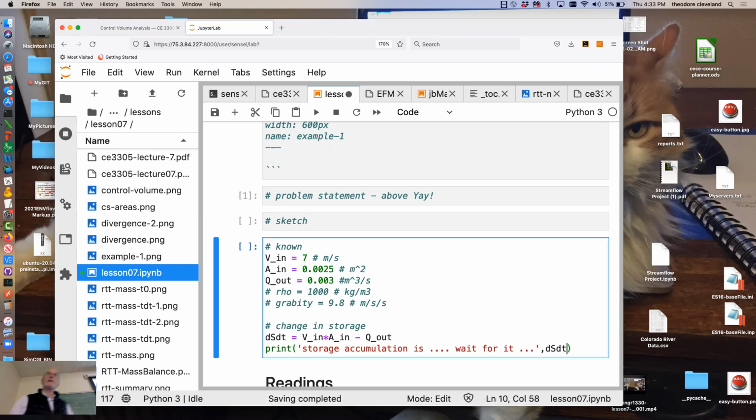DSDT. And assuming I have applied my computational thinking principles from Engineering 1330 correctly and haven't made any mistakes, I want to go ahead and execute that cell. It should print the storage accumulation. Wait for it, whatever the dS/dt is. So who already knows what it is?